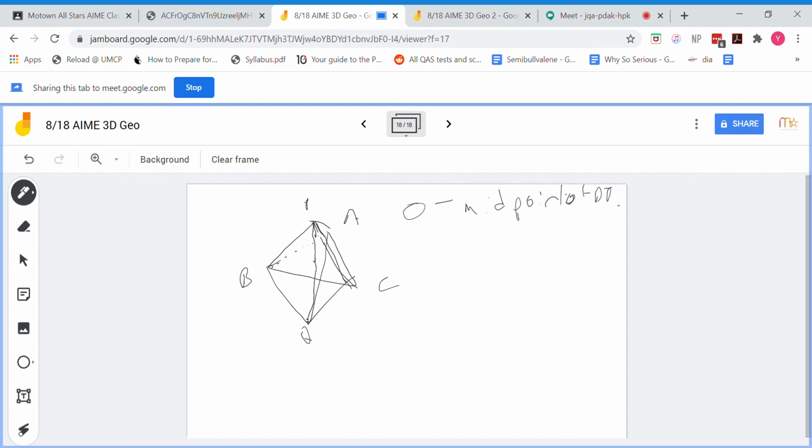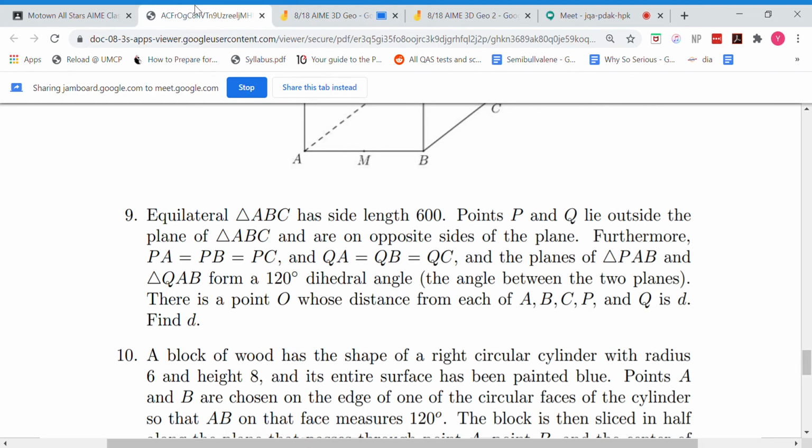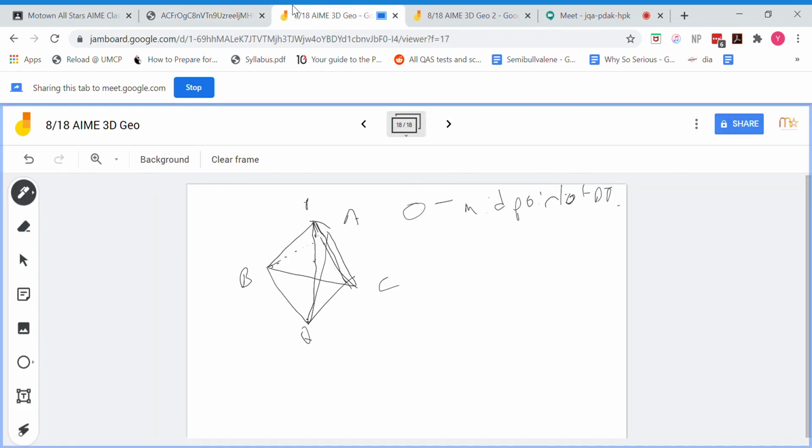Okay, so what can we do with that information? So the only other thing we're given is that QAB forms a 120 degree dihedral angle. So what can we do with that? Let's see. We don't know where points P and Q are, how far above they are, or how far below they are.